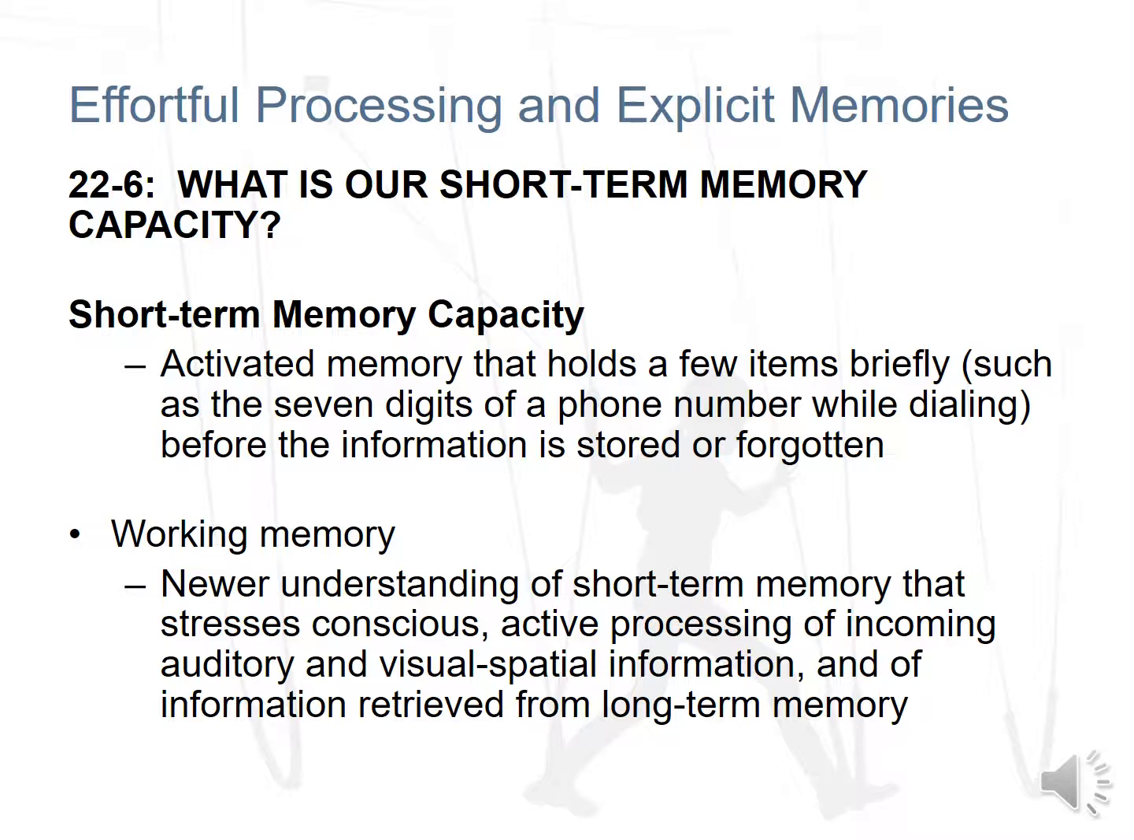What is our short-term memory capacity? It is thought that we can only hold 7 plus or minus 2 chunks of information. This activated memory holds a few items, such as the 7 digits of a phone number while dialing, but the information is then stored or forgotten. Newer understandings of short-term memory stress conscious, active processing of incoming auditory and visual-spatial information and of information retrieved from long-term memory. This is called working memory.